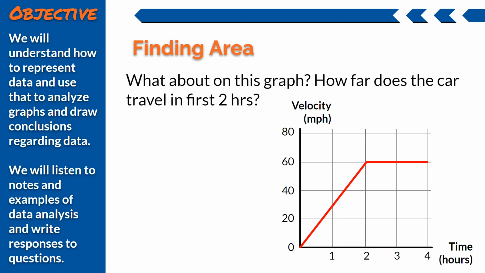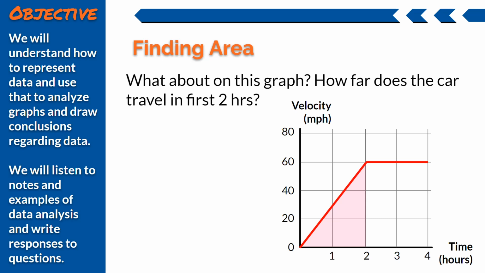Take a look at this graph. It says, what about here? How far does this car travel in the first 2 hours? If I look at the first 2 hours here, I'm looking at this segment of my graph. You might be able to answer this question, except that I have an object that is changing its velocity, so it's not quite as easy to do in your head. But you can find the area, as long as you remember the formula for area of a triangle.